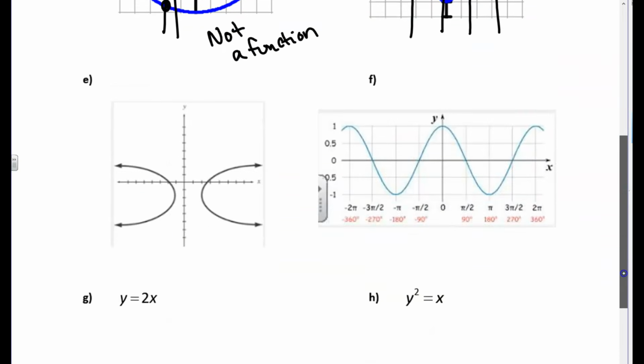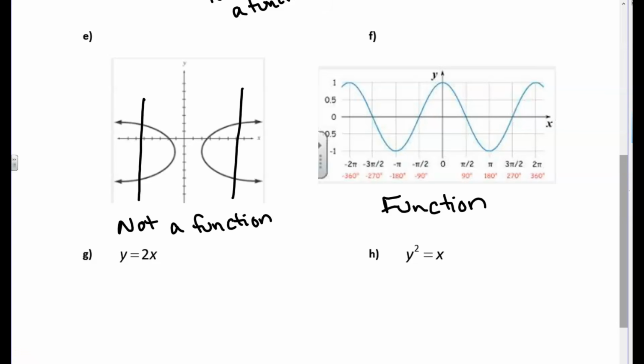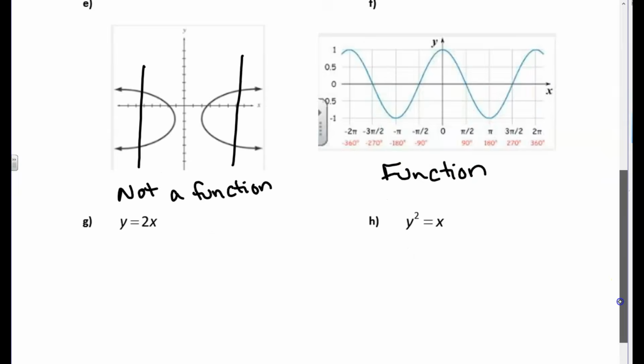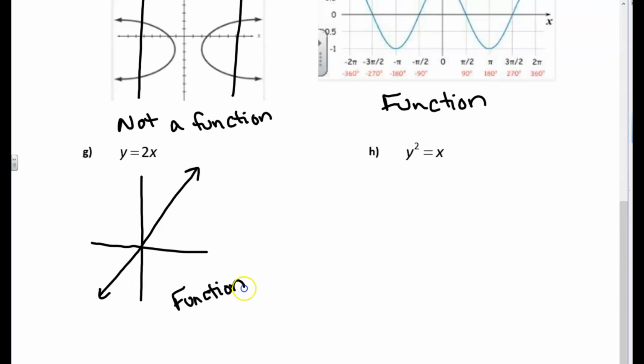I want y'all now to do E and F for me. So if we take a look at E and F, E is not a function because there are multiple instances where your vertical line test fails, whereas F is a function. And now let's talk about G and H. Well, G is a linear equation, y equals 2x. If we were to graph that, it would look kind of like this. And if we look, a straight line is always a function. It passes the vertical line test.